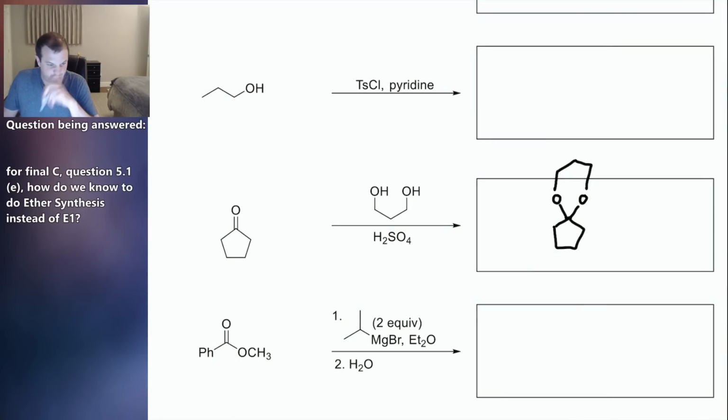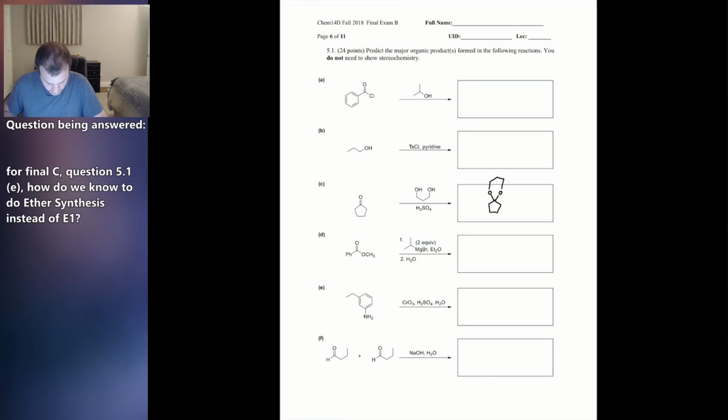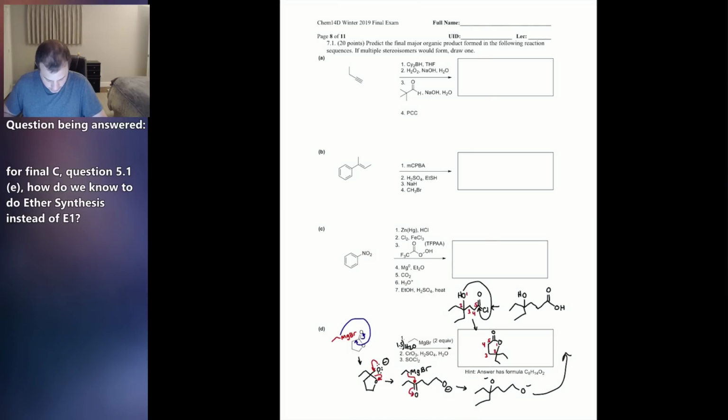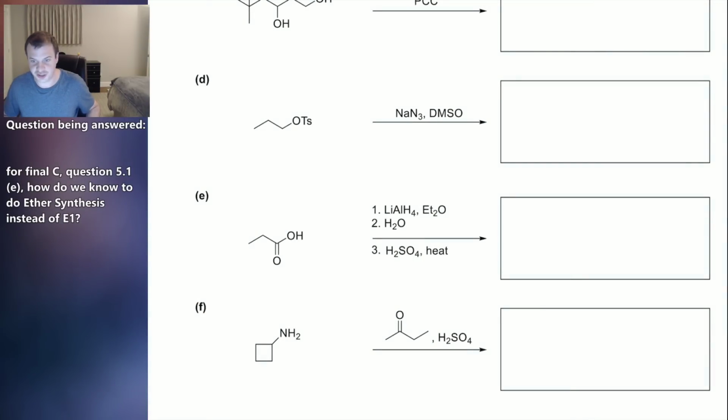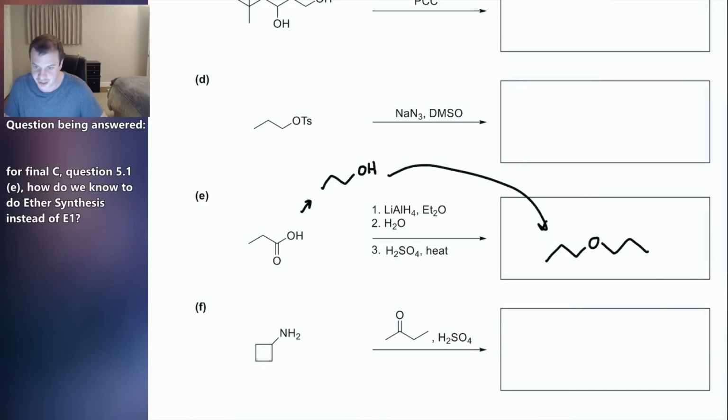For final C, question 5.1e. In this reaction, LiAlH4 is going to reduce the carboxylic acid to the primary alcohol. And then H2SO4 in heat for primary alcohols makes symmetric ethers. Remember that H2SO4 in heat with primary alcohols makes symmetric ethers. H2SO4 in heat with secondary and tertiary alcohols does E1. So that's just a memorization thing.